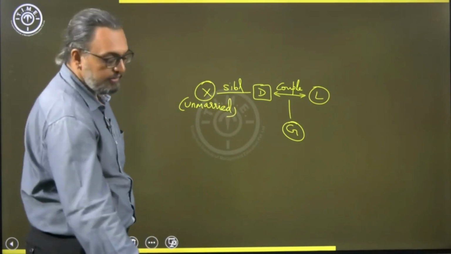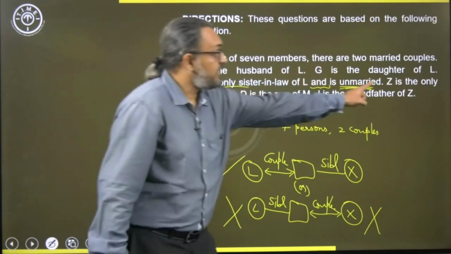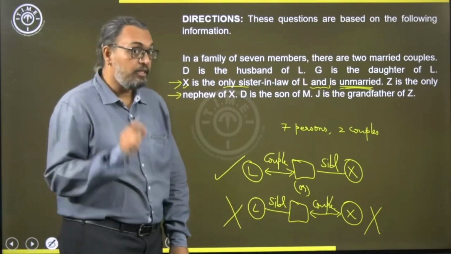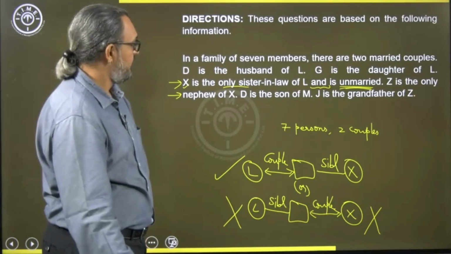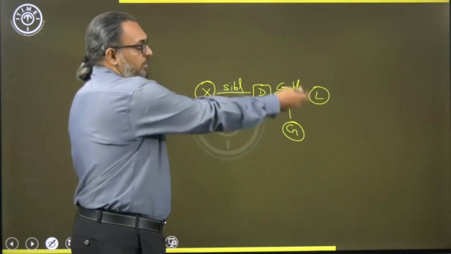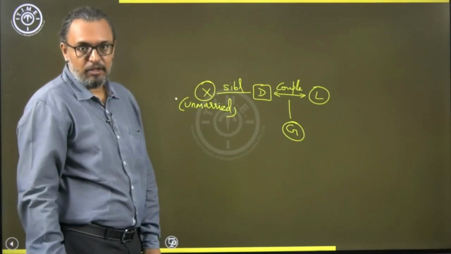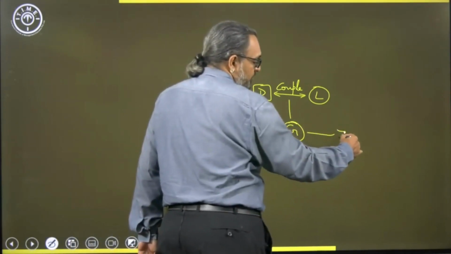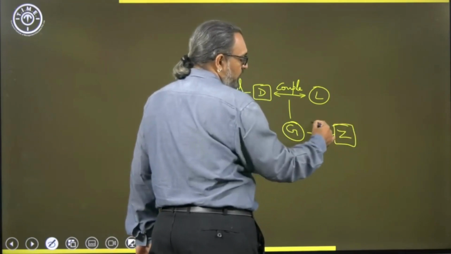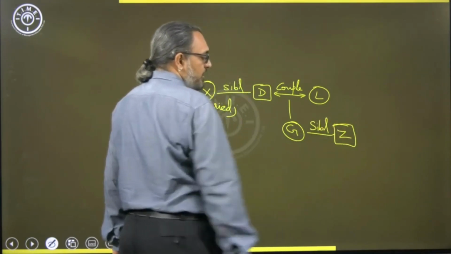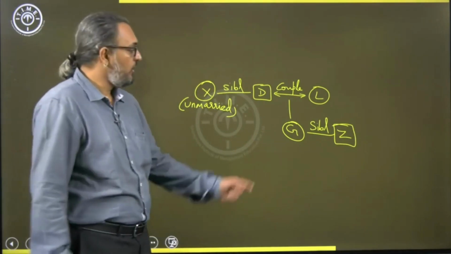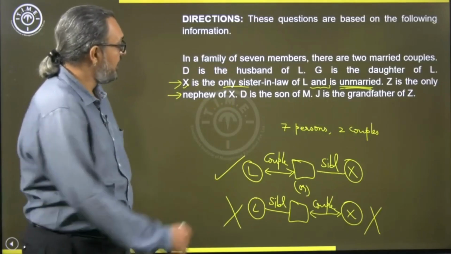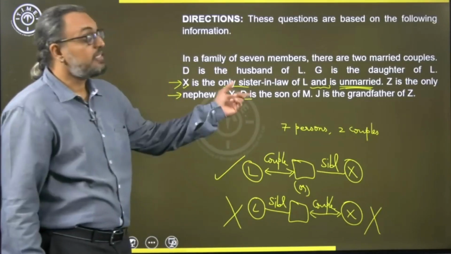Then, we have Z is the only nephew of X. Nephew means sibling's son is a nephew. So, you have a sibling D. Sibling's son is a nephew. So, Z is the only nephew of X. So, Z will be a brother to G and a son to D and L. Correct? Then, D is the son of M.